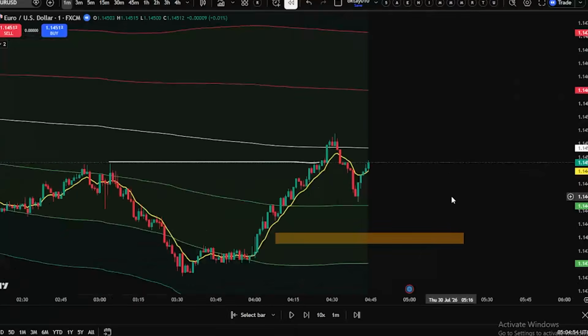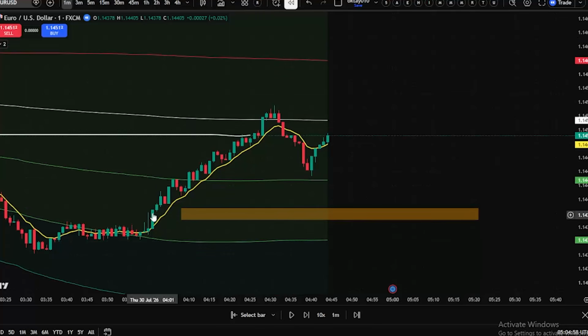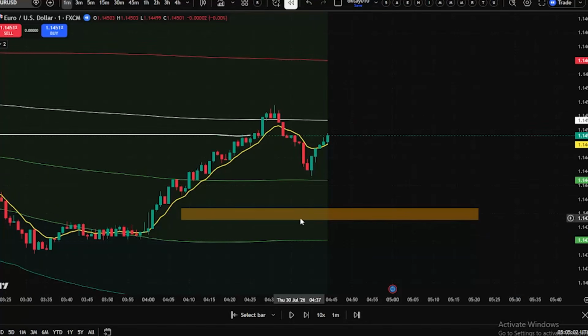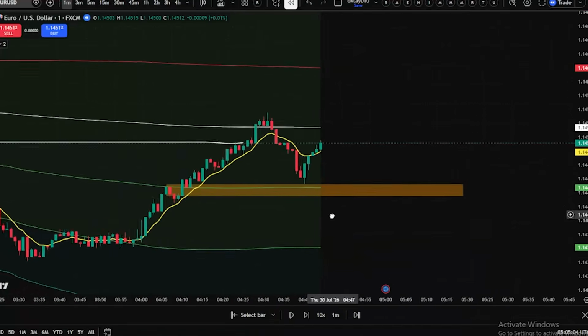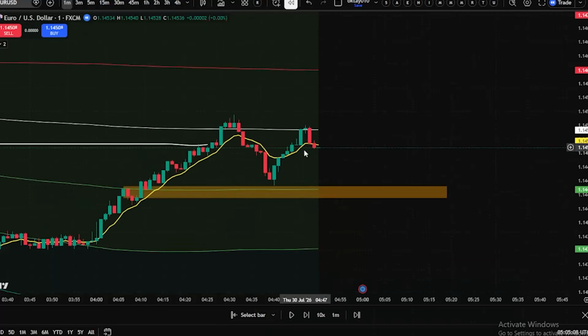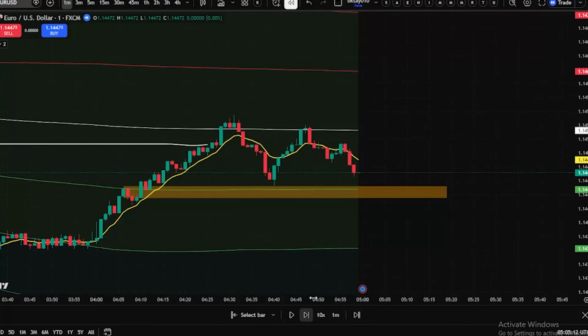Now let's move on to the conditions for entering a long position. The first condition: the price must be above VWAP. If it is below VWAP, we do not look for a long at all. The second condition: the EMA 9 must be above. If they are still not crossing or are in the opposite direction, we do not enter a trade.